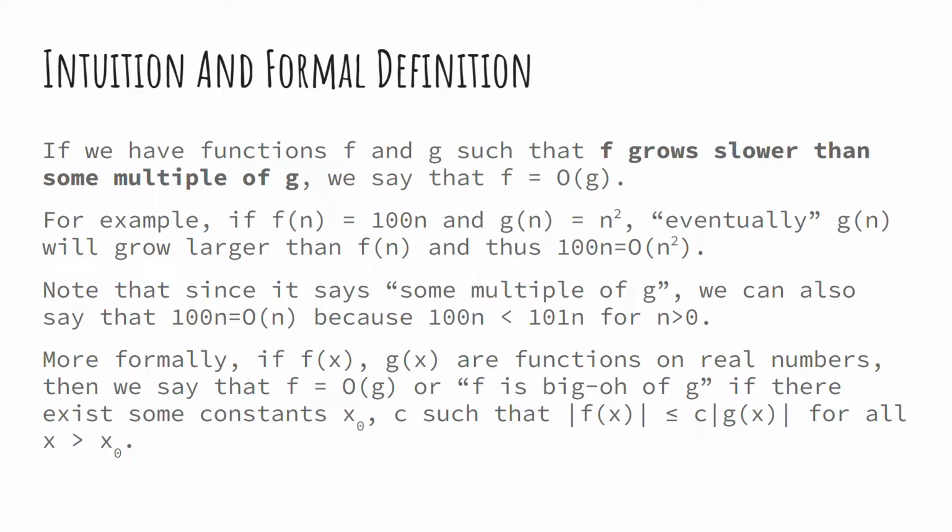And so here's a more formal definition of big O notation. So if f of x and g of x are functions on real numbers, then we say that f of x is equal to big O of g of x if there exist some constants x sub 0 and c such that the absolute value of f of x is less than or equal to c times the absolute value of g of x for all values of x greater than x sub 0.